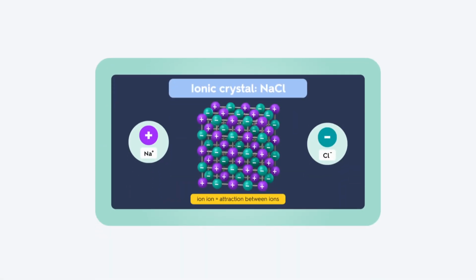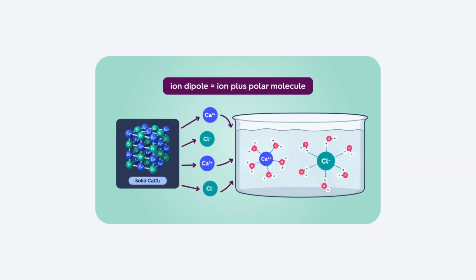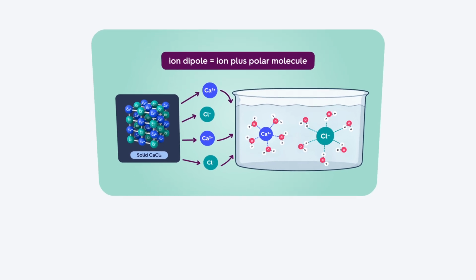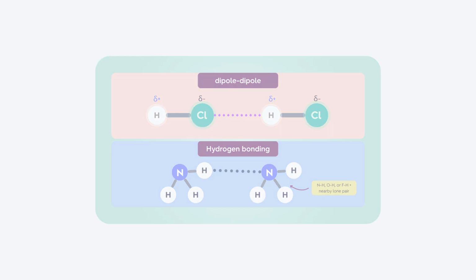So far, we have covered the main pattern. Full charges give ion-ion attractions. Ions with polar molecules give ion-dipole attractions. Polar molecules can have dipole-dipole forces, and when hydrogen is bonded to nitrogen, oxygen, or fluorine, and is attracted to a nearby lone pair, it can form a special, stronger attraction called hydrogen bonding.